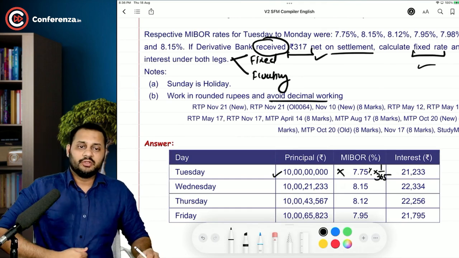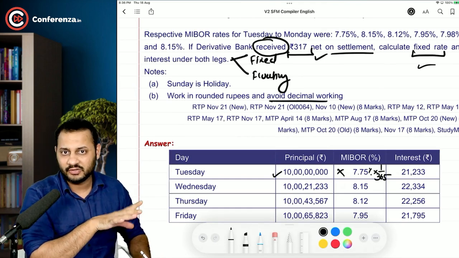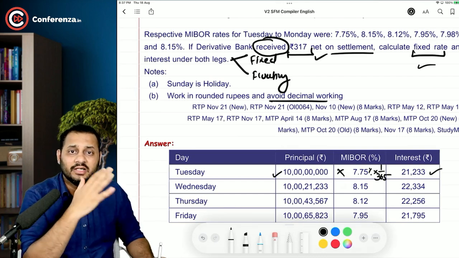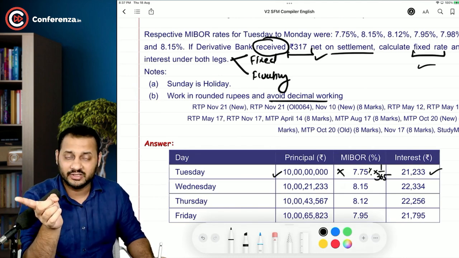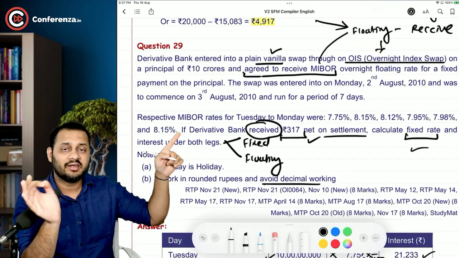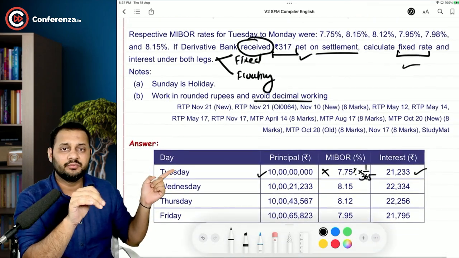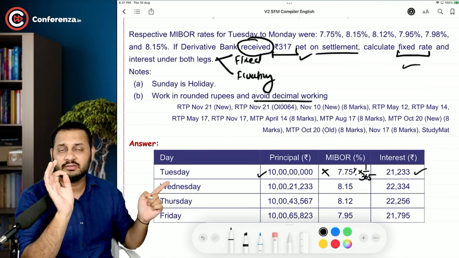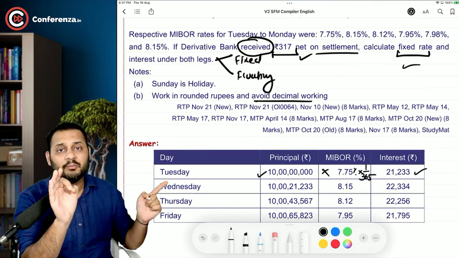When you do the calculation, 10 crore into 7.75% divided by 365, that means for one day, you get this much of the amount. This is the amount that the derivative bank is supposed to receive, but it has not received that amount. It has received the settlement after 7 days, that too only 317 rupees. So did we receive this much of the amount? No. So what will happen on the very next day? The next day, this floating rate receipt is to be calculated on the compounded value.